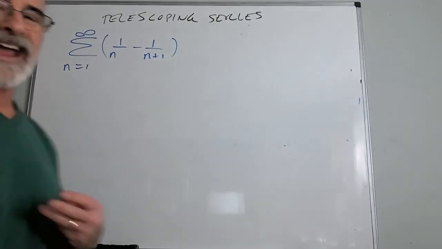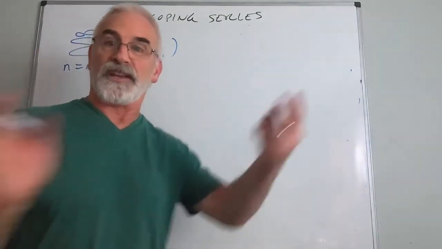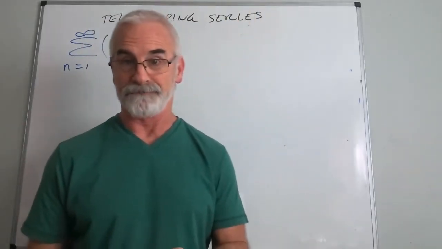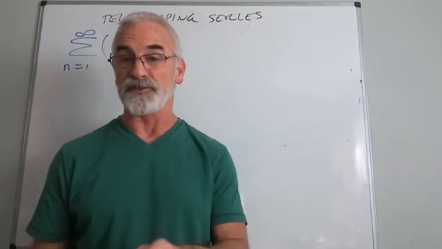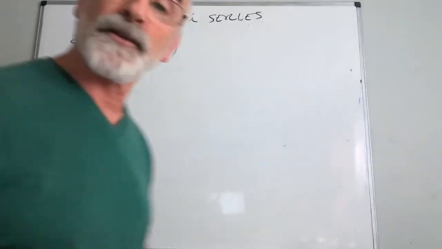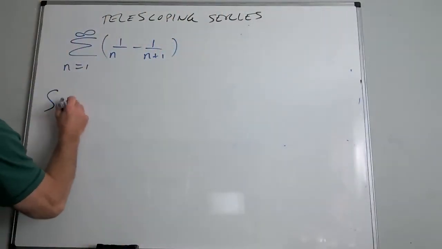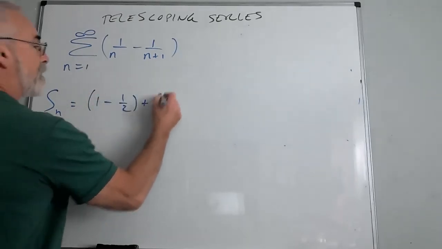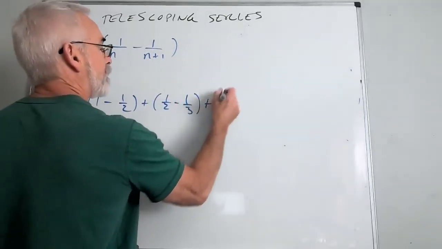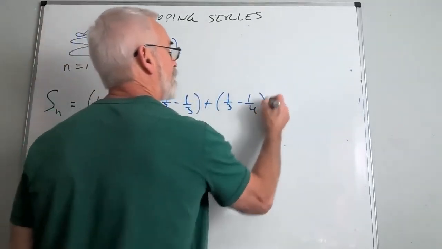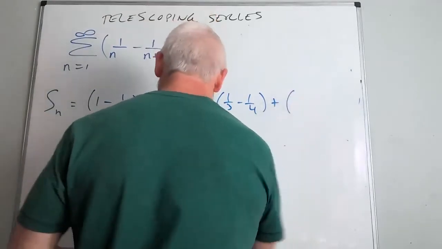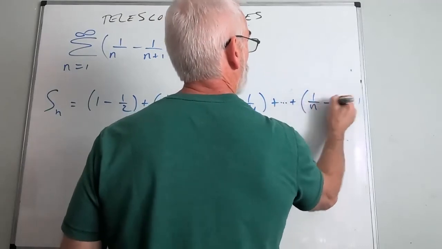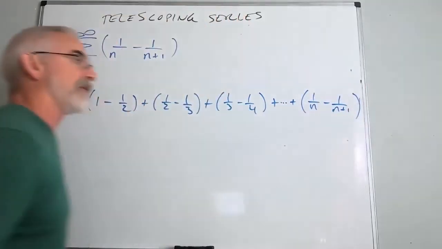Well, the problem is I can't write down a finite number of terms and say that's my answer. That won't work. So here's where we find the nth partial sum. Okay, we find the nth partial sum and then we take a limit of that. So let's write down the first n terms, shall we? So the nth partial sum is 1 over 1 minus 1 over 2 plus 1 over 2 minus 1 over 3 plus 1 over 3 minus 1 over 4. When do I stop? Whoops, I need a dot here. 1 over n minus 1 over n plus 1. There, I've just written the first n terms.